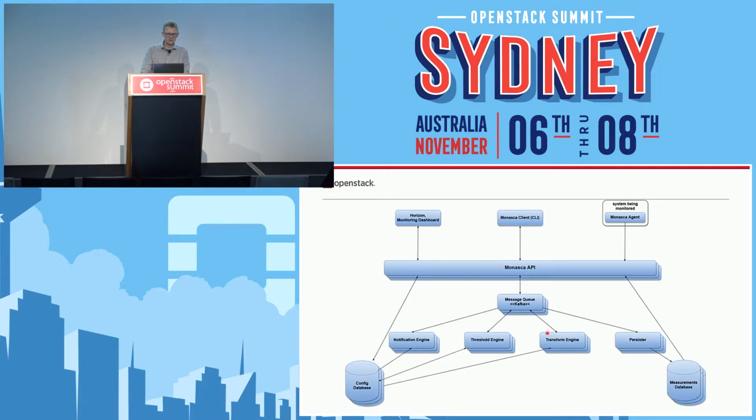We have a transform engine. I will talk about this one later. We have a threshold engine, which evaluates alarm expressions and generates alarm state transition messages, which are then sent back to Kafka. We have a notification engine, which is responsible for sending notifications to the users. And the key component is Kafka.